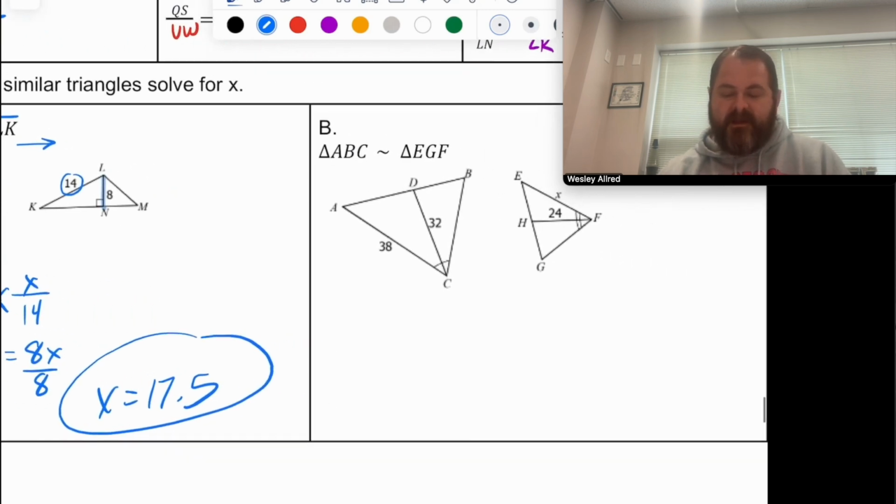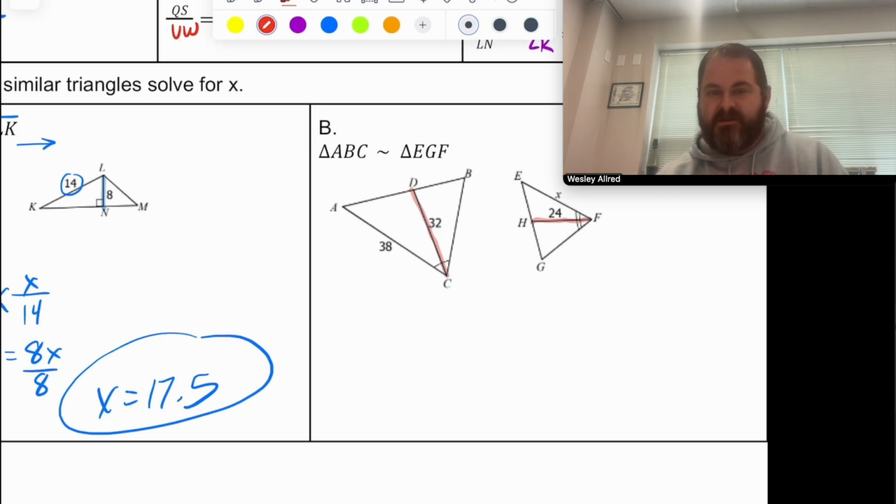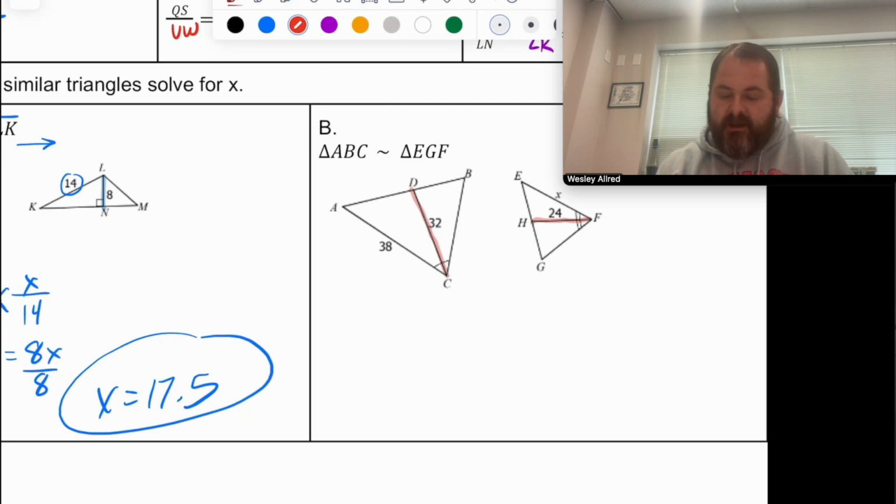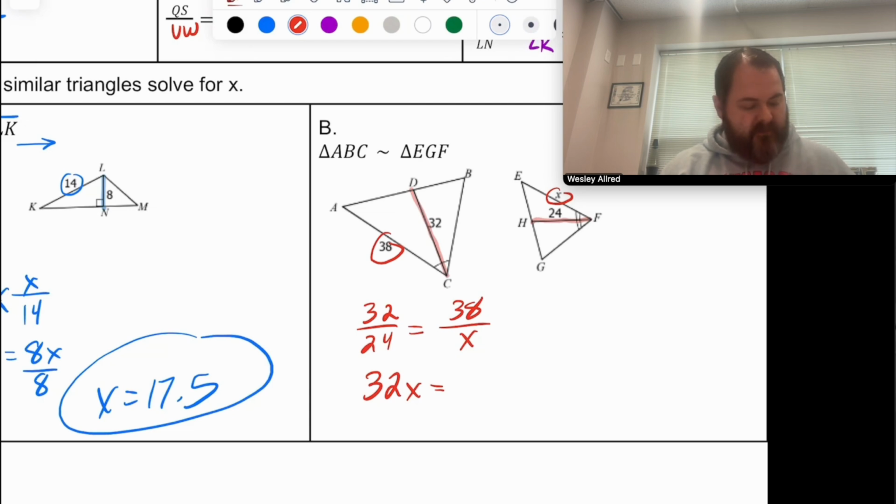Okay, we can try the same thing given this situation. Instead of altitudes this time we are given angle bisectors, but it doesn't really change how you do the problem. It's still a proportional relationship in these similar triangles. So again, if I did the ratio of 32 over 24, that would be the same as 38 over X. So again, we just cross multiply. 32 times X is 32X. 24 times 38 is 912. So I'm going to divide both sides by the 32 here.